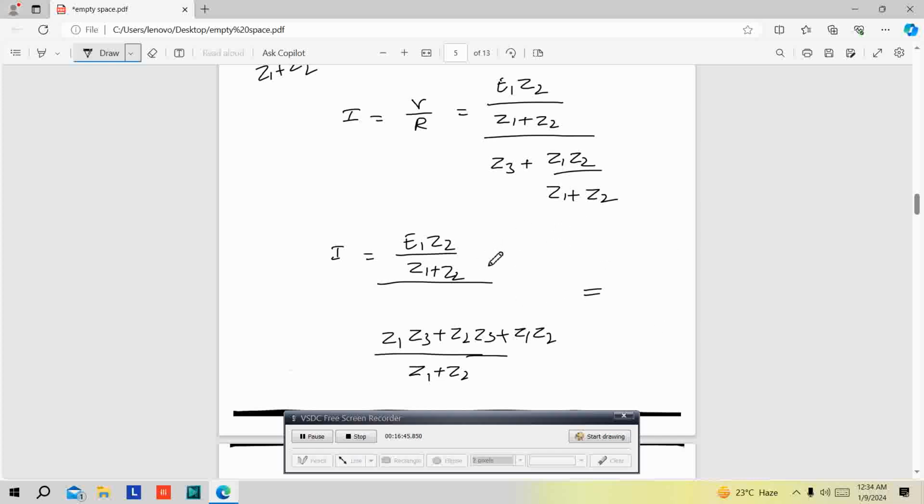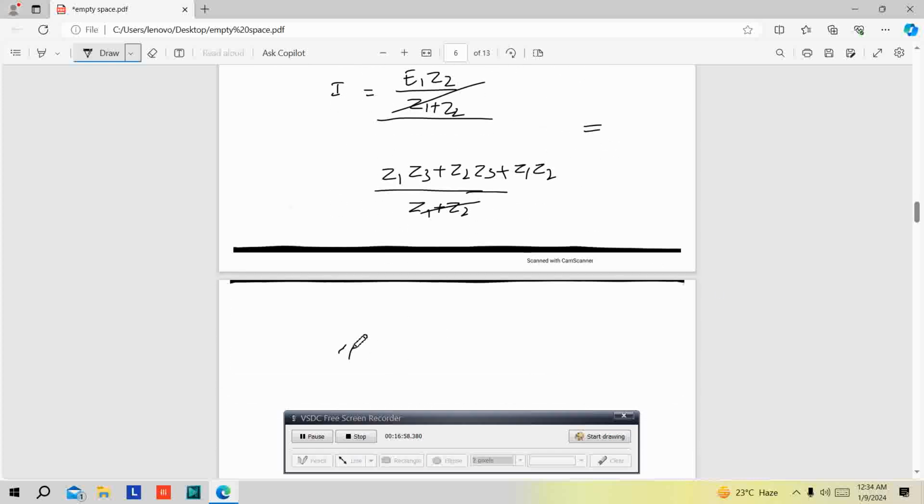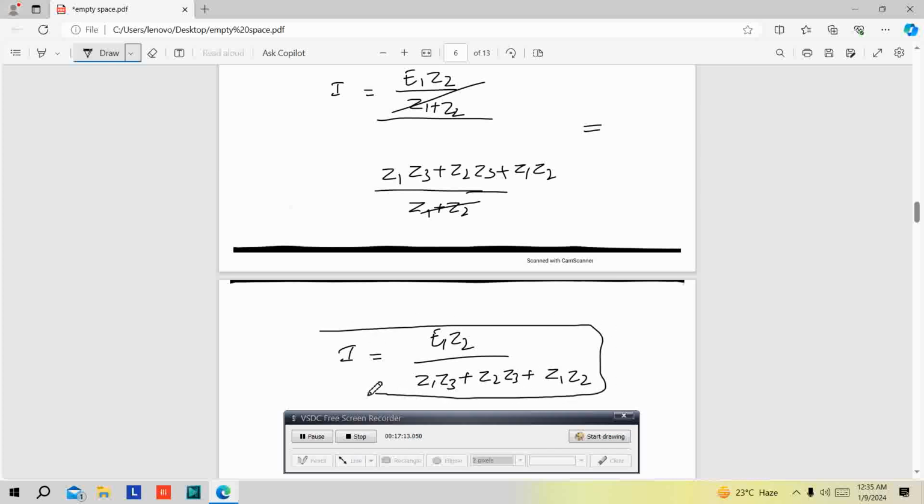The Z1 plus Z2 terms get cancelled. So what is the final answer? The final answer I is equal to E1 Z2 divided by Z1 Z3 plus Z2 Z3 plus Z1 Z2. So this is the final answer, the current passing through Thevenin's load.